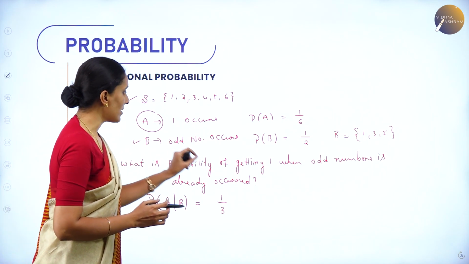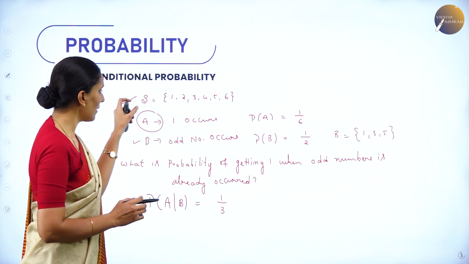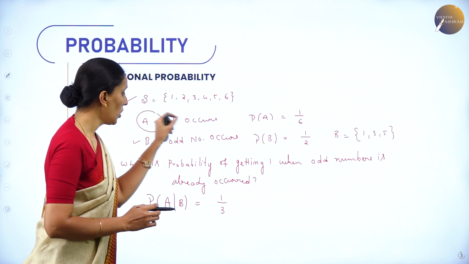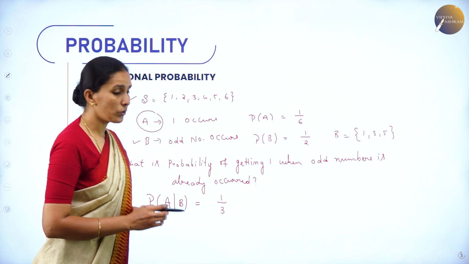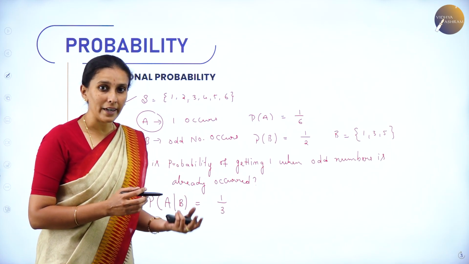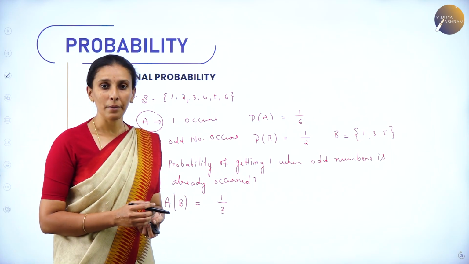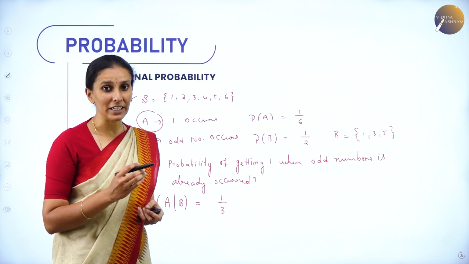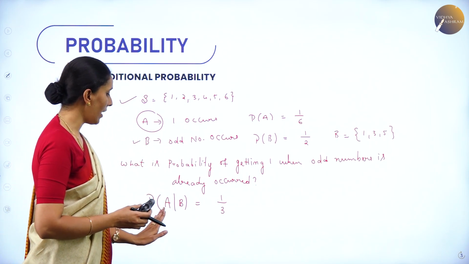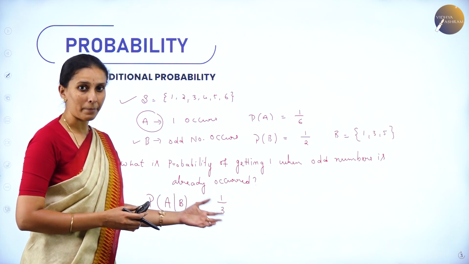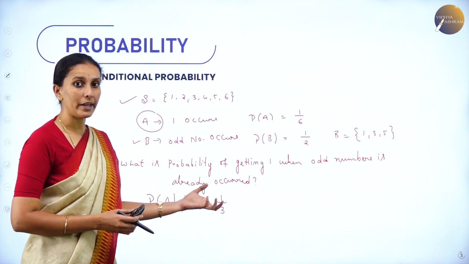So clearly you can see here, I am calculating the probability of 1 where the probability of an odd number is 1 by 2 and we say event B has already happened. This type of probability is called conditional probability. That means I am calculating the probability of A where B has already happened, or given that B has already happened.